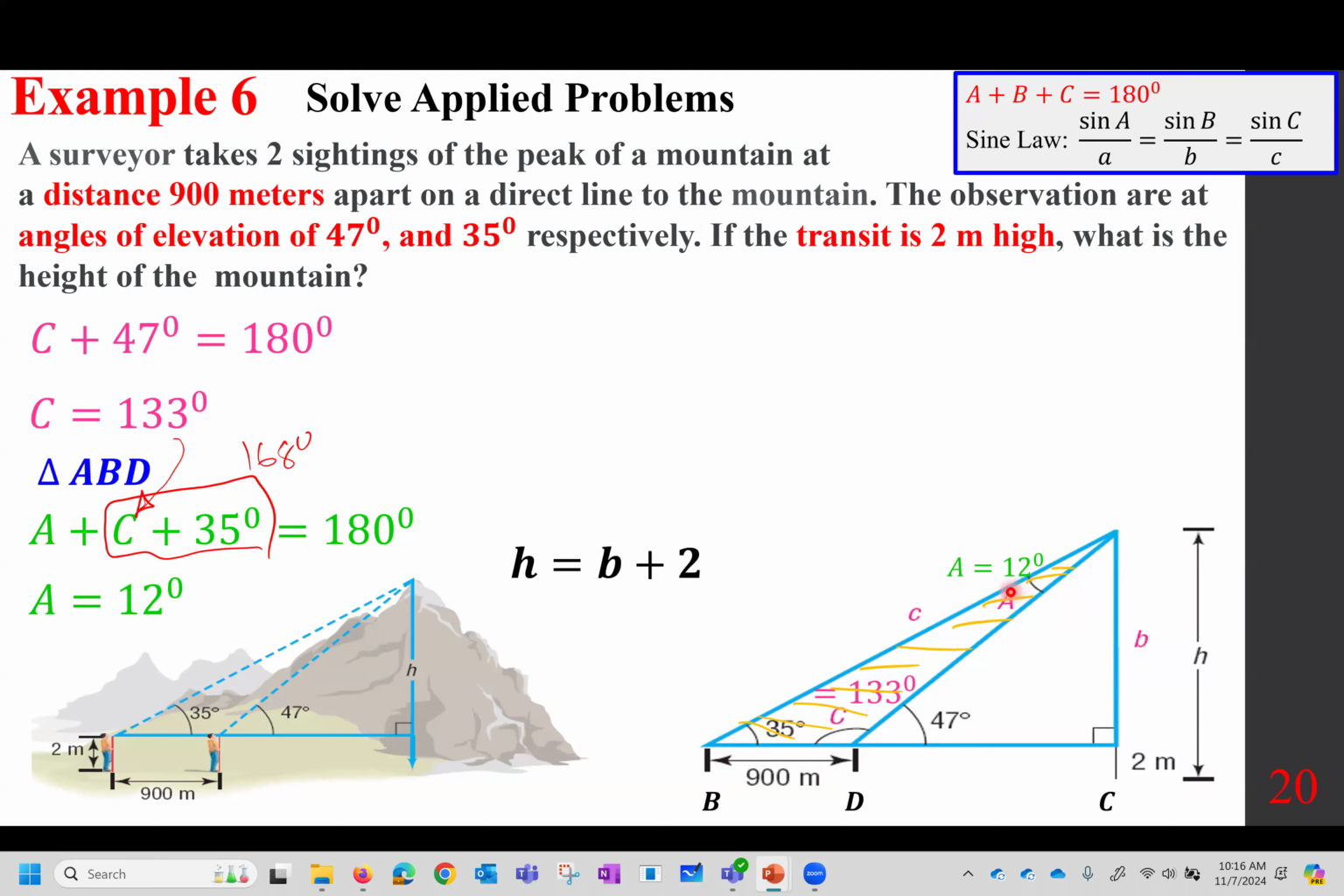Using the sine law. Sine of 12 degrees over the opposite side, 900, is sine of C, sine of 133 degrees over the lowercase c, the opposite side that is missing. So in this triangle, we have all the angles. We have one side. We can find the other two sides. We are interested in C.